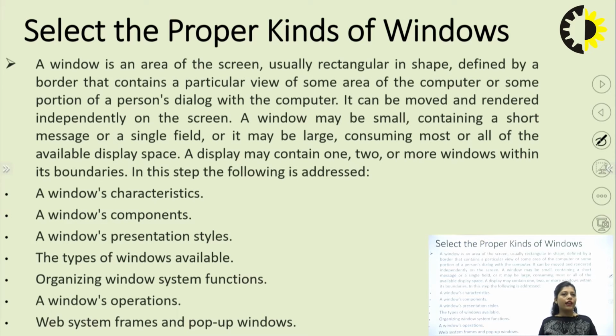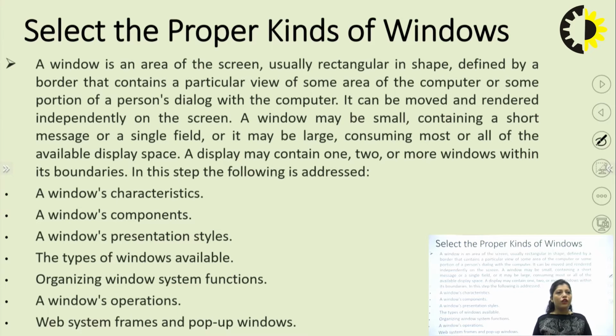In window characteristics we are talking about the features of the window. Window components are the title bar, menu bar, scroll bar, vertical scroller and horizontal scroller. These are all the components of the window. For window presentation style, there are basically three styles. First is the tiled window, second is the overlapped window, and third is the cascading window. These are the three presentation styles of the window.